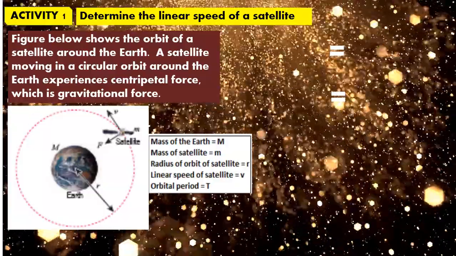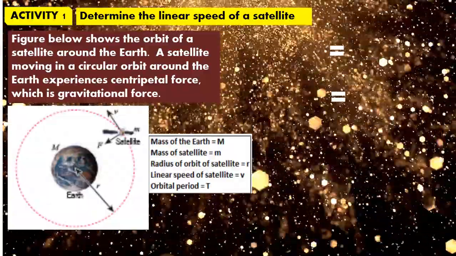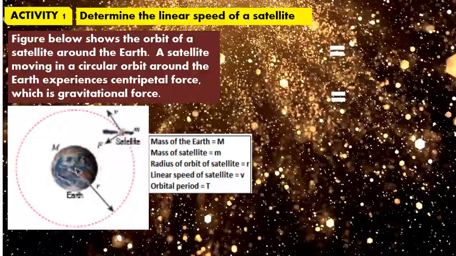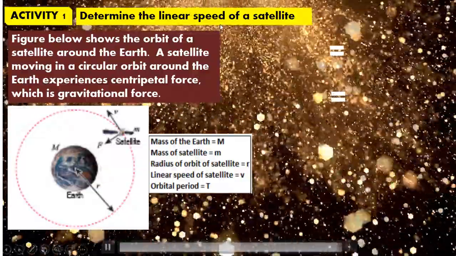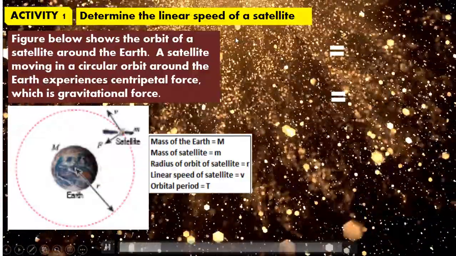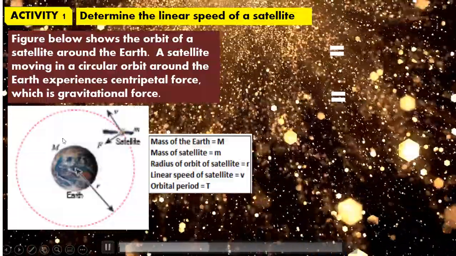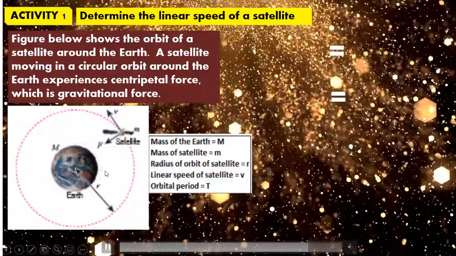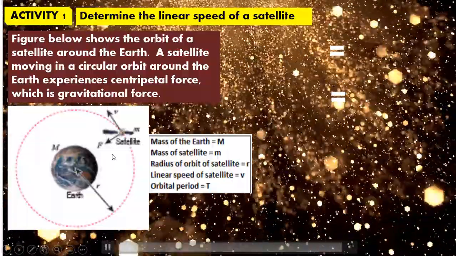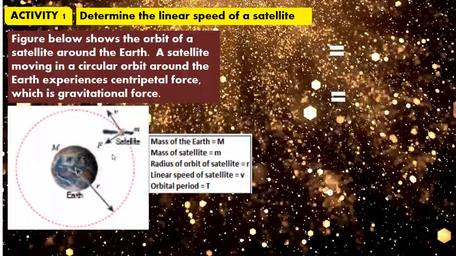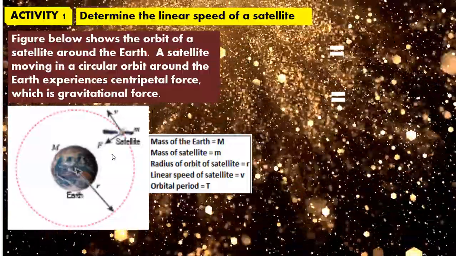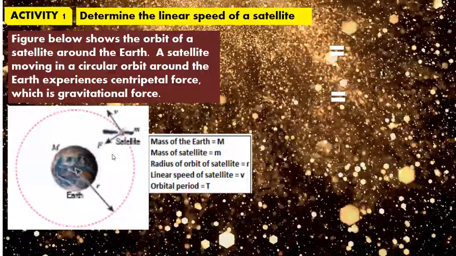So let's begin our adventure with activity 1. Determine the linear speed of a satellite. The figure below shows the orbit of a satellite around the Earth. So this is a satellite which orbits around the Earth. A satellite moving in a circular orbit around the Earth experiences centripetal force, which is gravitational force. We have learned it in section 3.1.